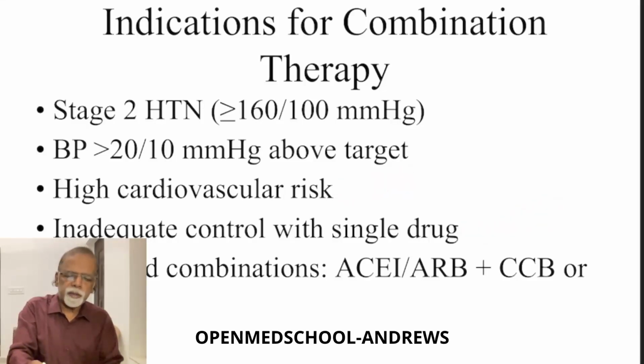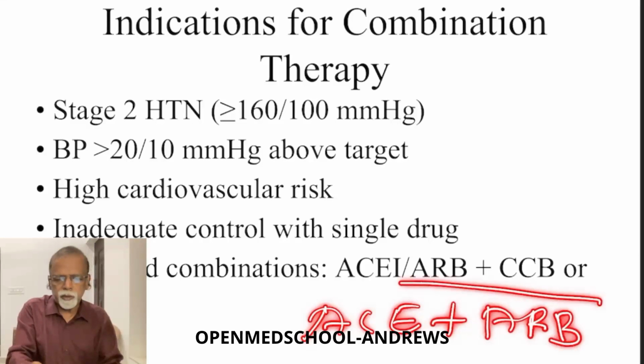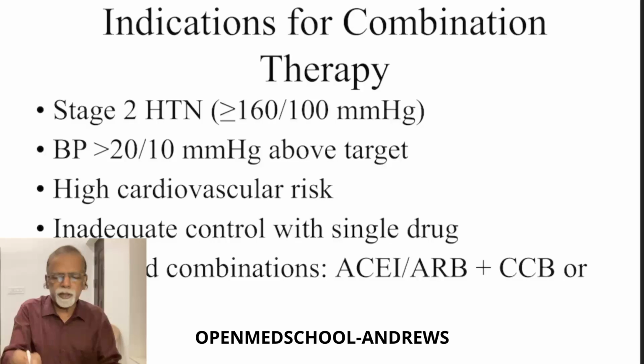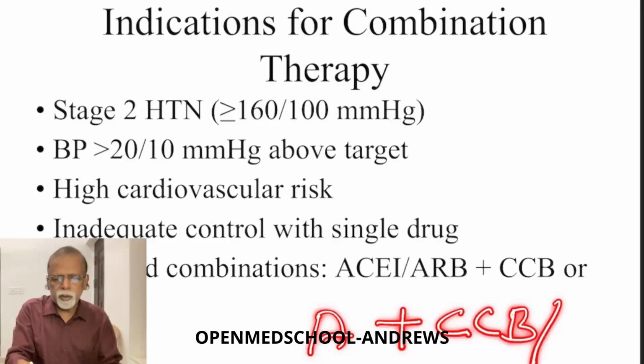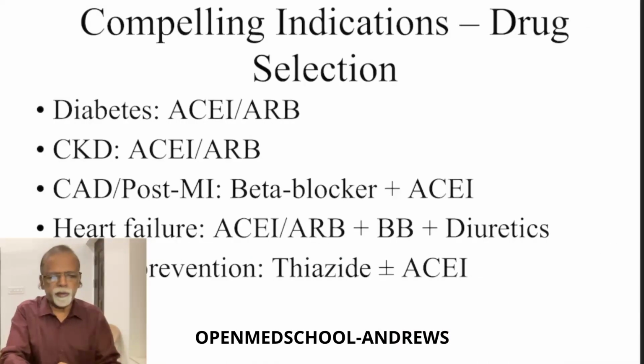Preferred combinations are ACE inhibitor or ARB plus calcium channel blocker or diuretic. Never combine ACE inhibitor plus ARB. It is absolutely contraindicated. So the preferred combination is ACE inhibitor or ARB plus calcium channel blocker or a diuretic. That is the preferred combination therapy.